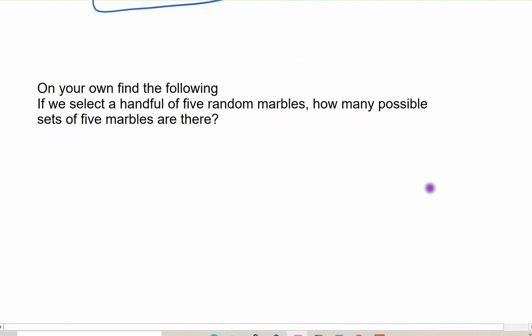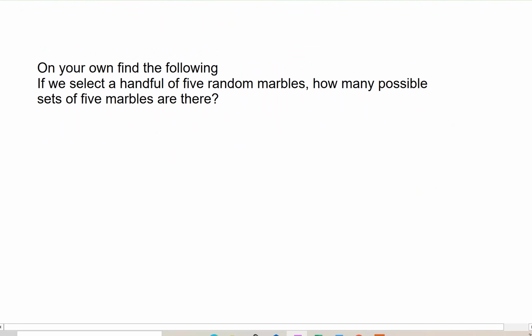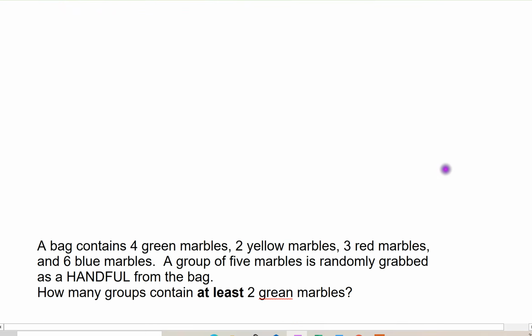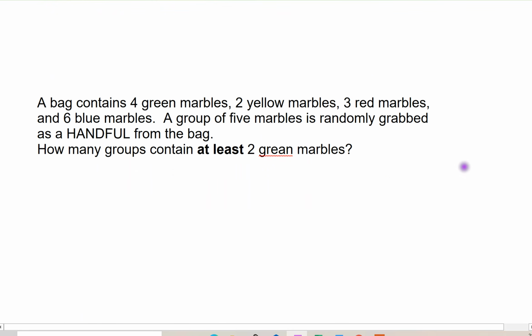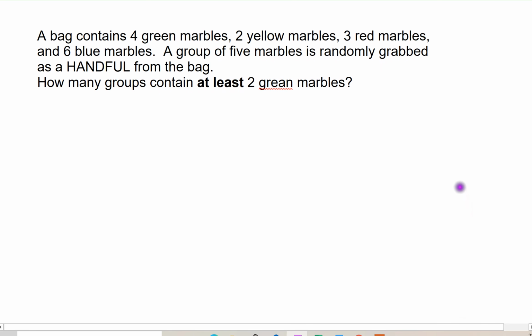On your own, which I'll post the answer to later, figure out how many were there in that universal set. So how many total handfuls of 5 marbles from this particular bag of marbles can there be? 24 of them had 1 of each color, right? And so that's left for you to do. I am going to do a couple more examples just for extra practice.